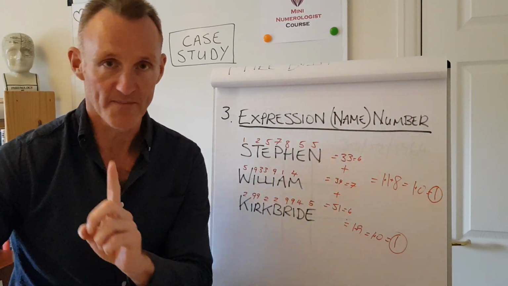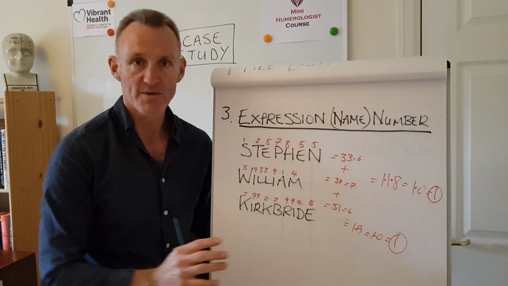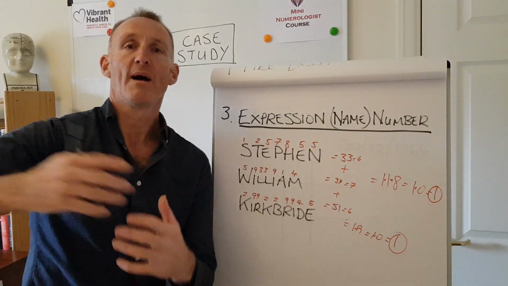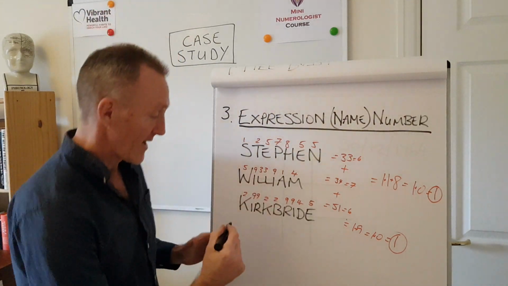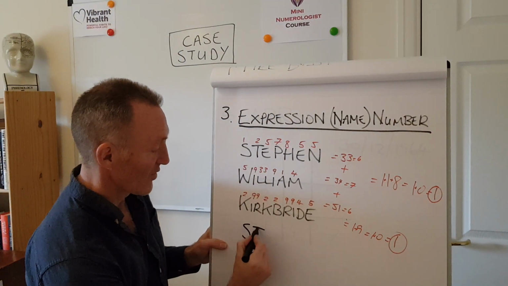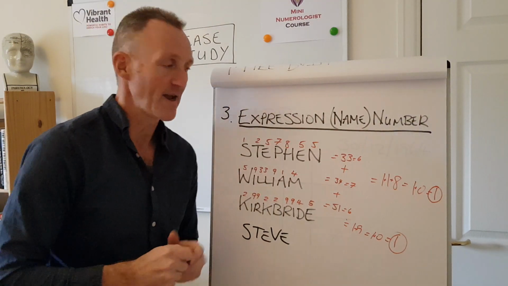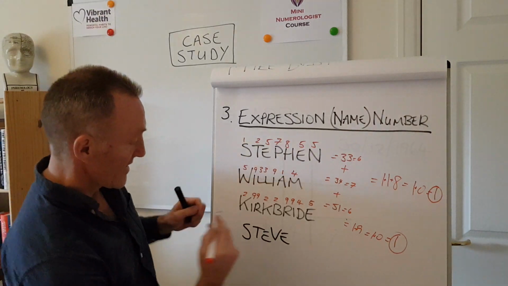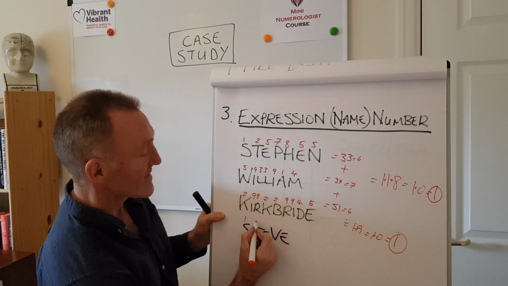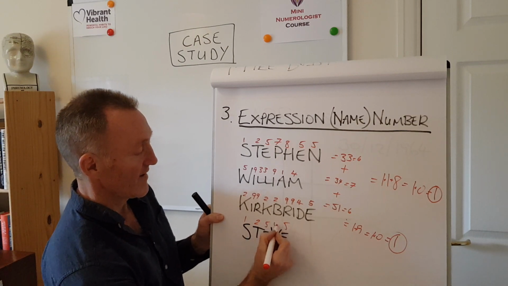Now, it's very important, when it comes to your name, you can have multiple names. That's the birth name, so we always do that, but people generally have common names. To give you an example, friends and family may call him Steve Kirkbride. So we can work out the energy for whatever people connect with. For Steve: S is 1, T is 2, E's are 5, V is 4.